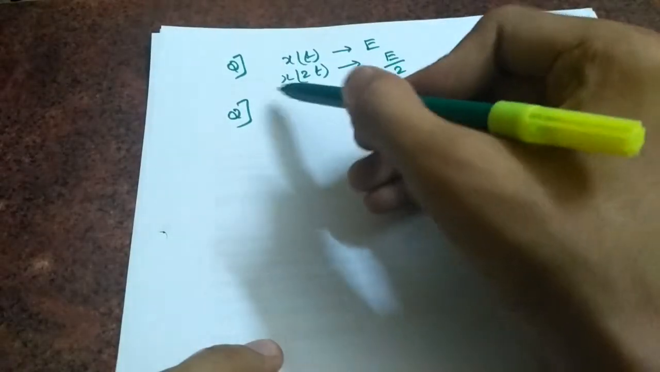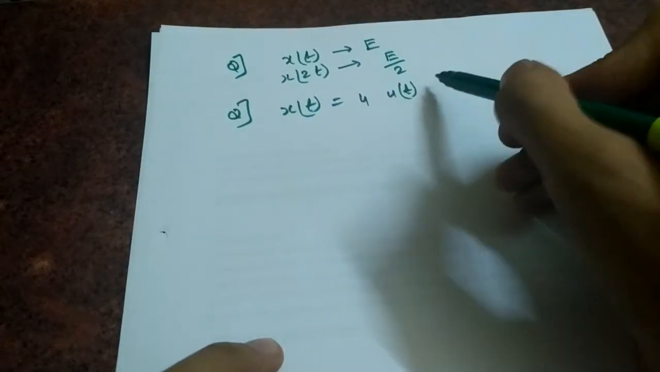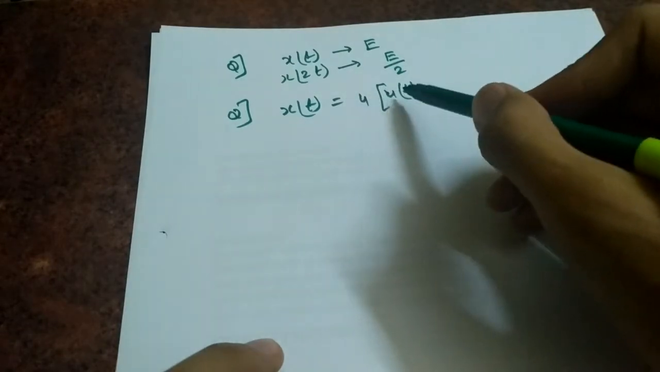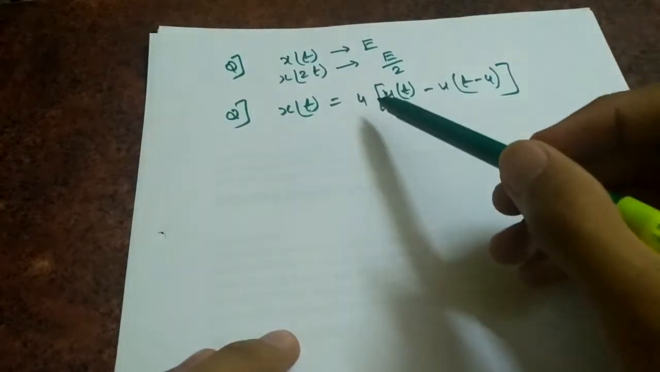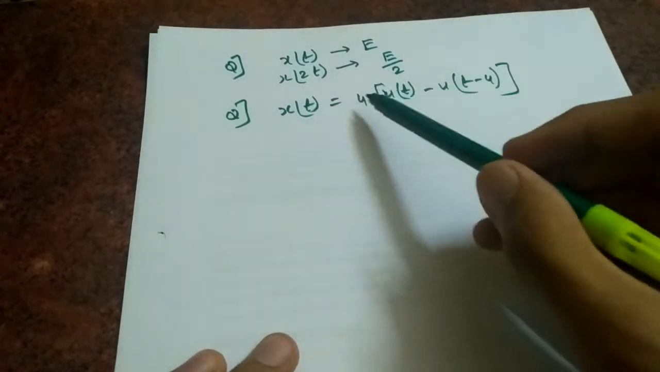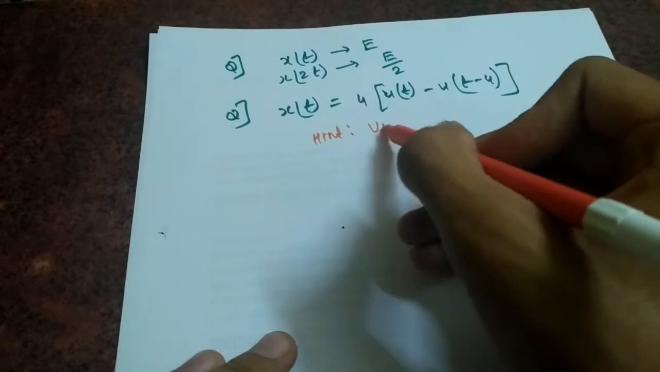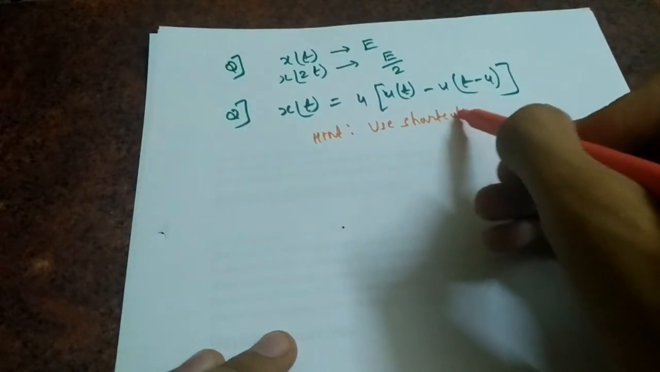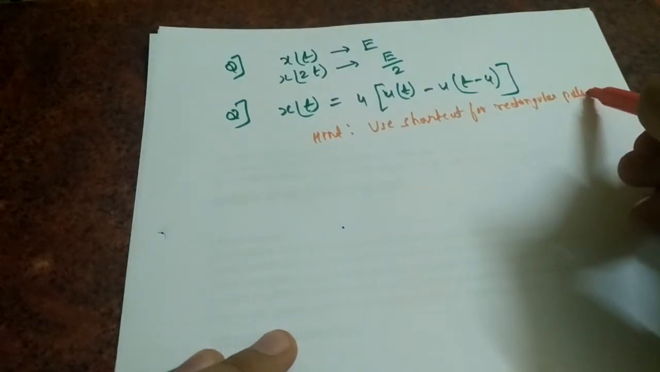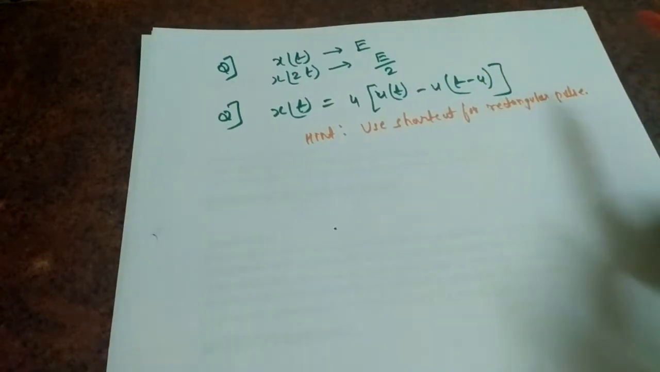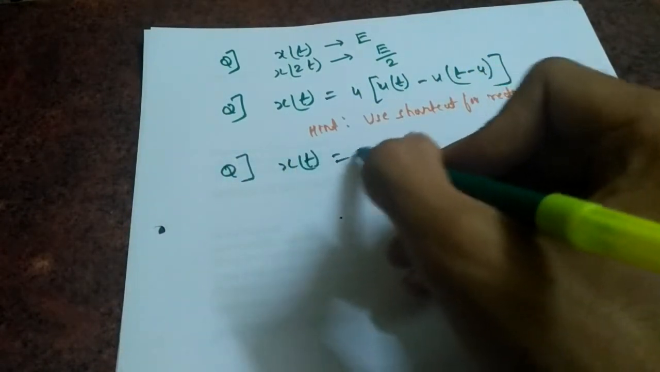Now this question is homework for you. Do solve it and post it in the comment box. Here x(t) is given by 4 times u(t) minus u(t minus 4), that is, it is being scaled by 4. I am giving you the hint: use the shortcut for a rectangular pulse. Indirectly I told you that this is nothing but a rectangular pulse. So do comment.